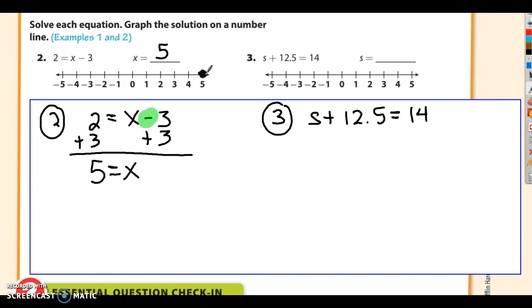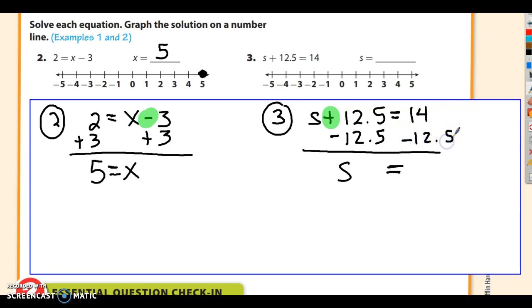Number 3, tiny bit more complicated, but not too much. It's an addition problem, so we're going to solve by subtracting. Remember, we always add or subtract the number that goes with the variable. So on the first one, I added 3 because 3 is what goes with x. On the second one, I'm subtracting 12.5 because that goes with s. 12.5 minus 12.5 cancels. That's the whole point. So all that's left is s is equal to. And just remember, if you subtract 12.5 from one side of the equation, you have to subtract it from the other side of the equation.